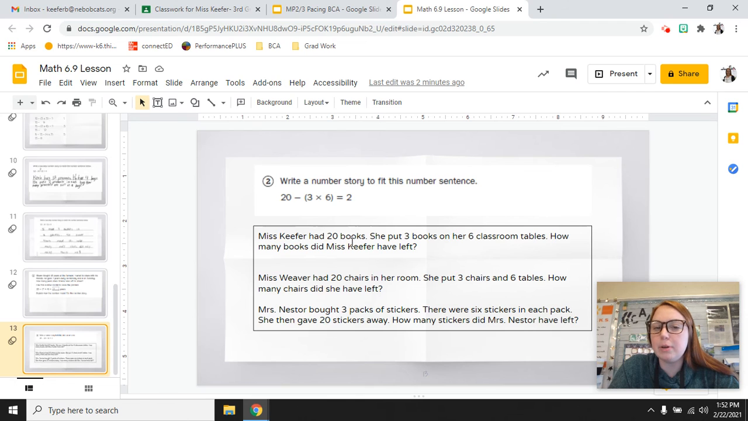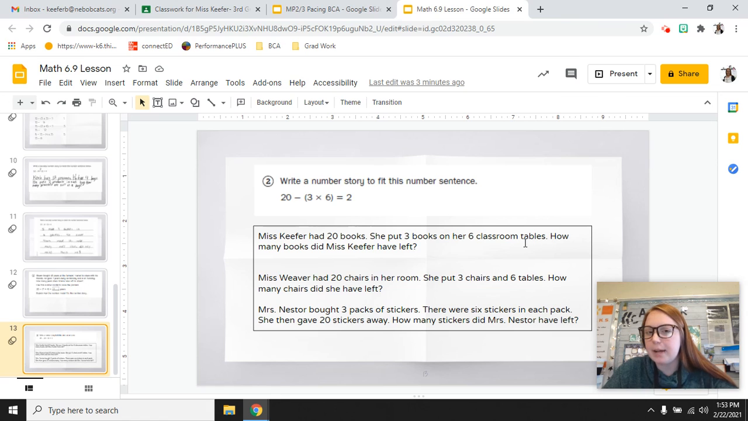So with these, you want to look. It says that I had 20 books total, and I am putting 3 books on my 6 classroom tables. How many books do I have left over? Well, you want to make sure that 3 books on 6 classroom tables. How am I doing that? Maybe I need to be a little more specific. Maybe I'm putting 3 books on each table, and there are 6 tables. Same with Mrs. Weaver. Had 20 chairs in her room. She put 3 chairs and 6 tables. Does that make sense? Maybe she put 3 chairs at each of the 6 tables. That would mean we would need to multiply.